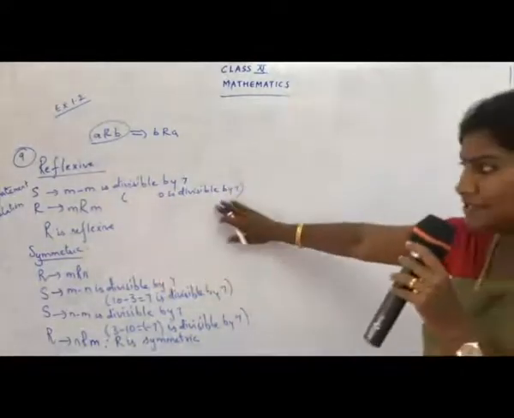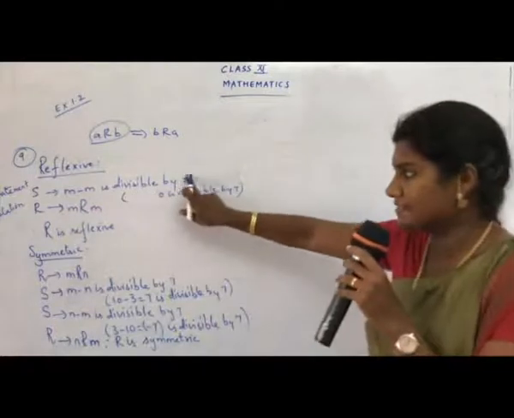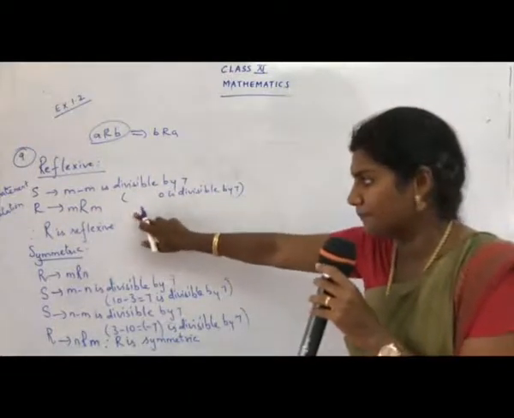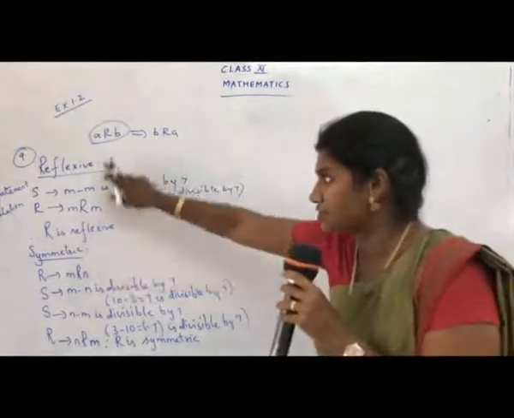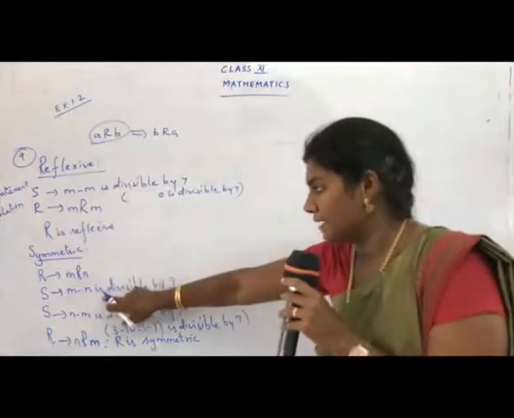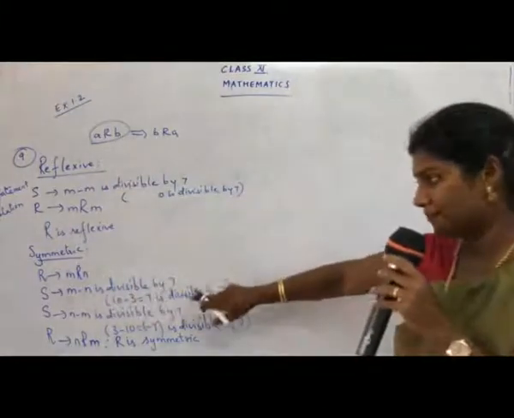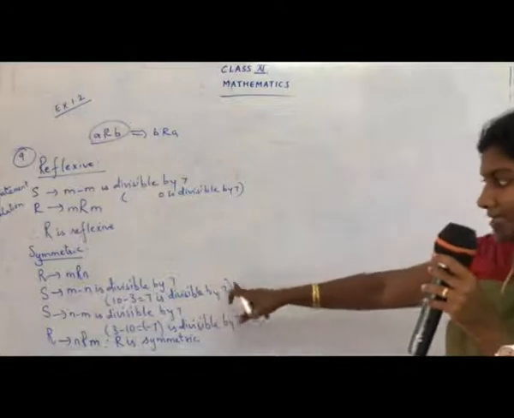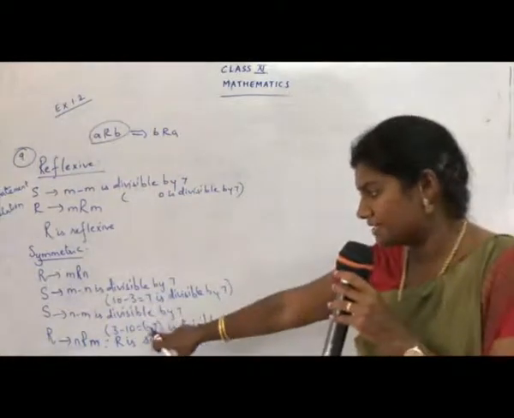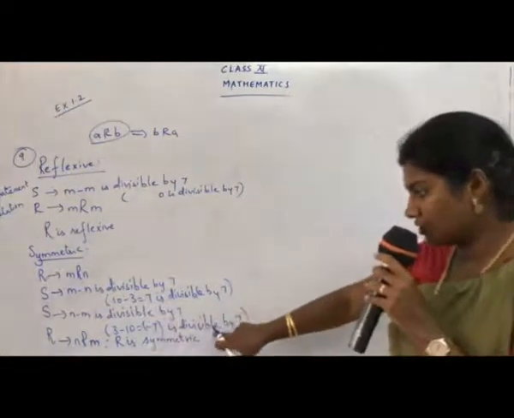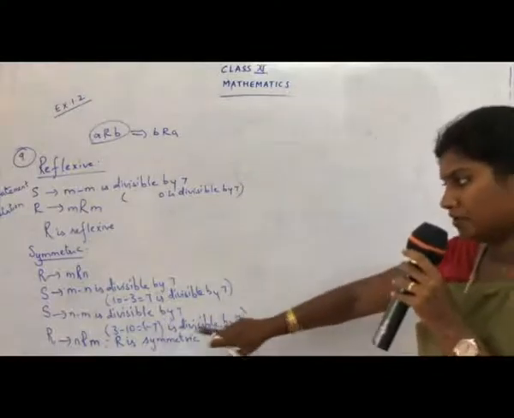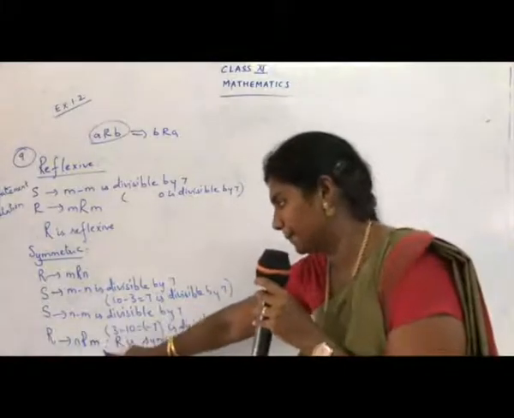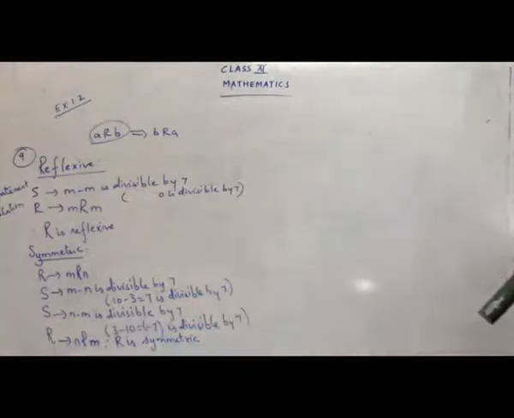So understand, reflexive is very, very easy: M minus M is divisible, so I say M is related to M. For symmetric, take the first relation, M related to N, so M minus N is divisible by 7. We showed one example and just interchanged the numbers, so 3 minus 10 gives you minus 7, which is also divisible by 7. So N related to M, and you say R is symmetric.